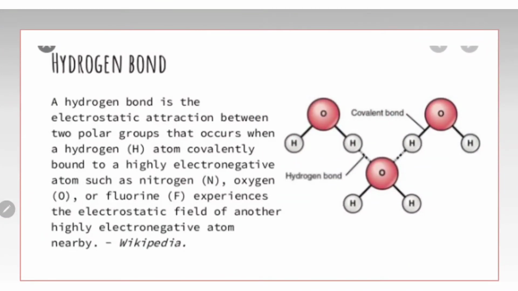The hydrogen bond is the electrostatic attraction between two polar groups that occurs when hydrogen is covalently bonded to highly electronegative atoms: N, O, and F. Here, this one is covalent between H and O in one molecule, this is the other molecule, and between one molecule and the other molecule there is a hydrogen bond. So the hydrogen bond is an intermolecular force.